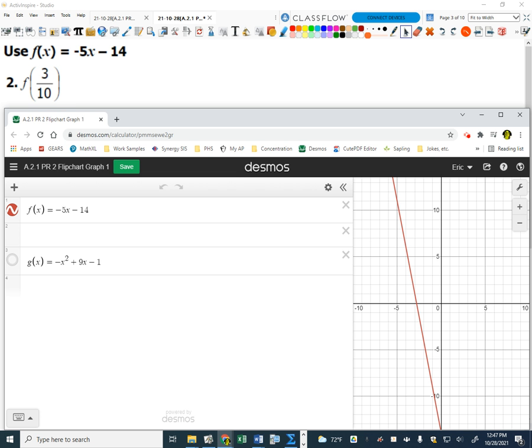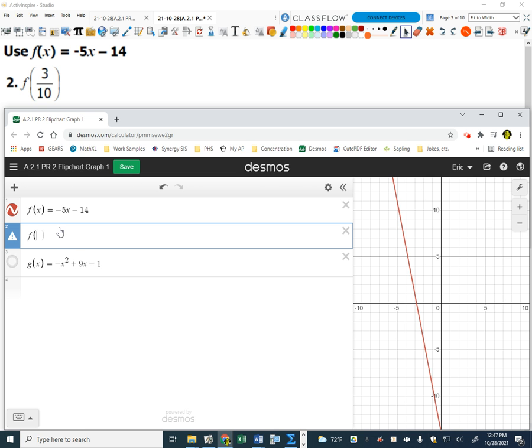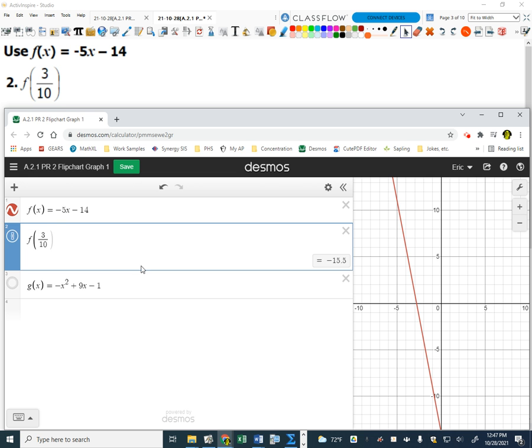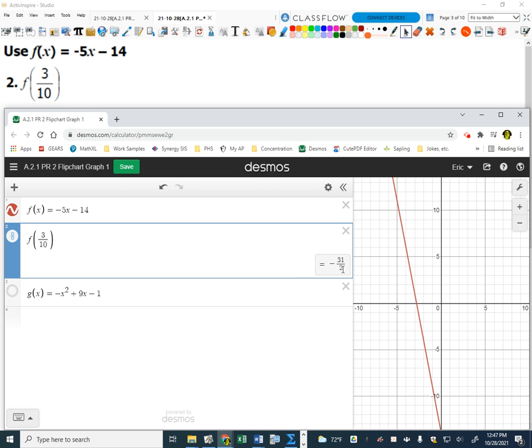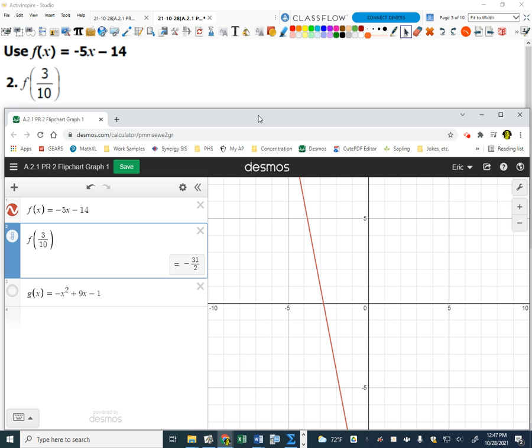So what am I going to type right below that on the next line? What am I going to type there to get that answer? Not f of x. F of 3/10, right? I already defined what f of x is. Now I want to do f of 3/10, and look what it tells me. If I turn that into a fraction, negative 31/2, just like we got when we did the algebra, right? Okay, so Desmos makes that really a simple process, right?